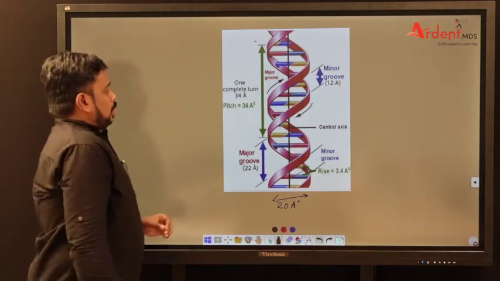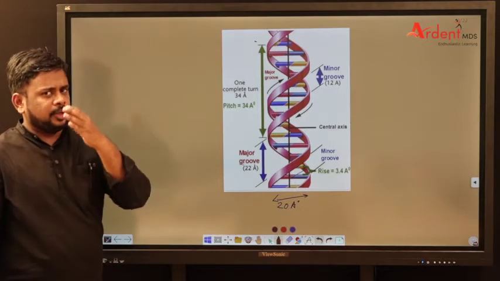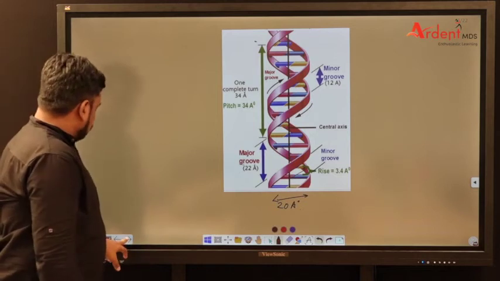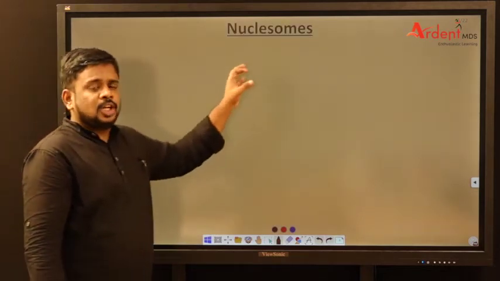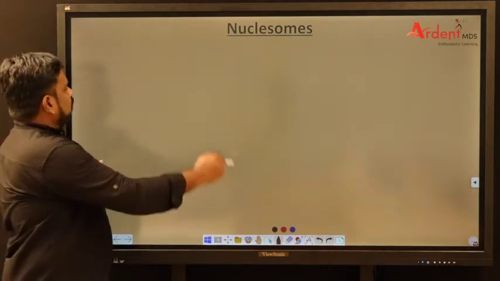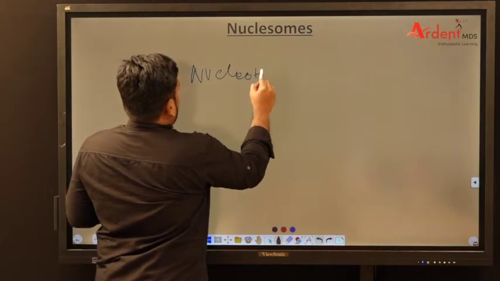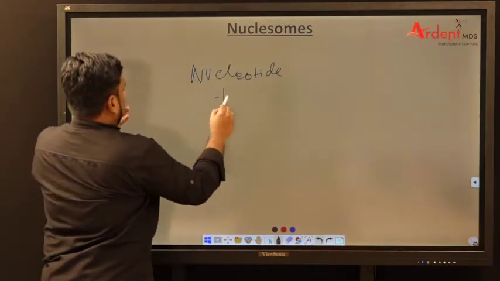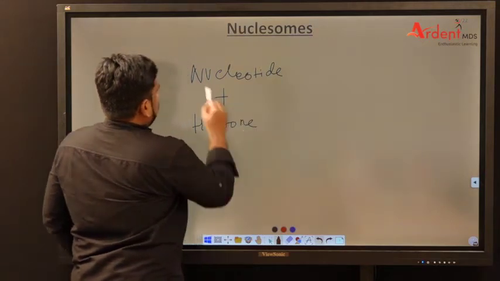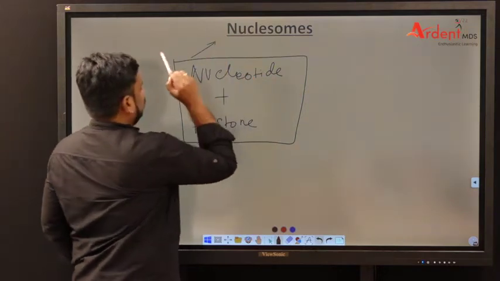Clear? Right. Now you know what is called nucleoside, what is called nucleotide, and what is called nucleic acid. And there is now one special terminology called nucleosome. What is this nucleosome? Right? So now you know what is called nucleotide, right? This nucleotide joins with a special protein called histone. So this together makes the nucleosome.